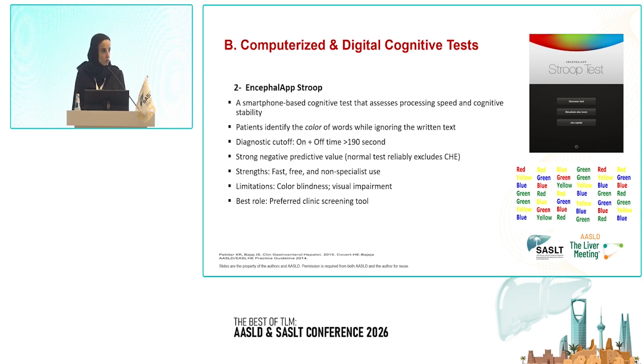The second common test used under this category is the Stroop test, and we have the EncephalApp Stroop. It's a smartphone-based cognitive test that assesses processing speed and cognitive stability. A patient has to identify the color of words while ignoring the written text. Like if the word yellow is written in green color, and we ask the patient which color is this, maybe his memory will answer it's yellow while the written color is green.